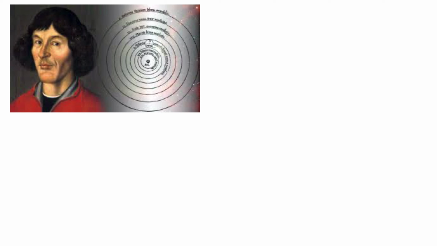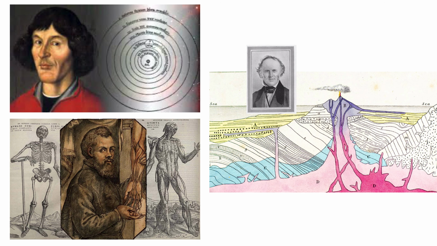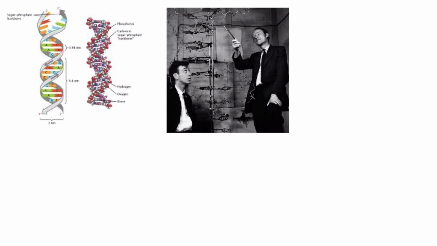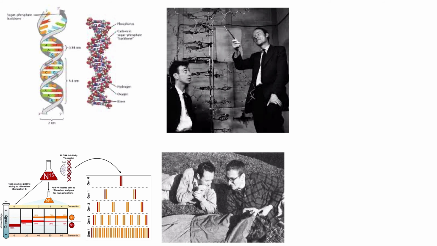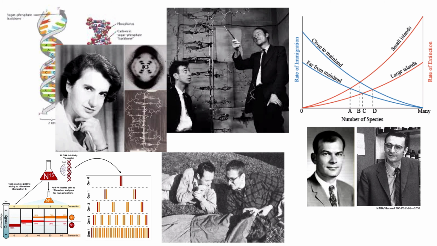We hold up Copernicus for astronomy, or Vesalius for anatomy, or Lyell for geology. But from about the middle of the 20th century, we started talking more about experiments and papers, like Watson and Crick for the structure of DNA, or Meselson and Stahl for semi-conservative DNA replication, or MacArthur and Wilson for island biogeography. And at that, we have even looked at those people and started identifying and celebrating the work of people like Rosalind Franklin, scientists whose ideas were unacknowledged during their time.